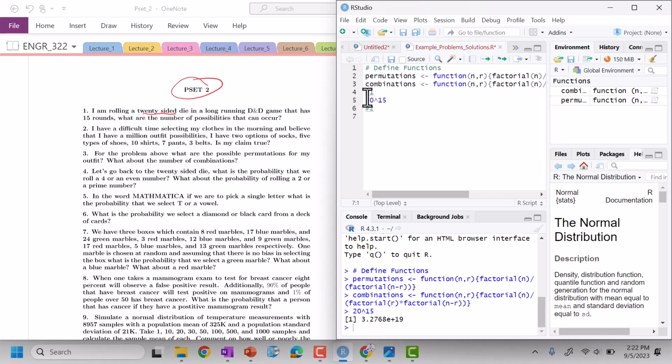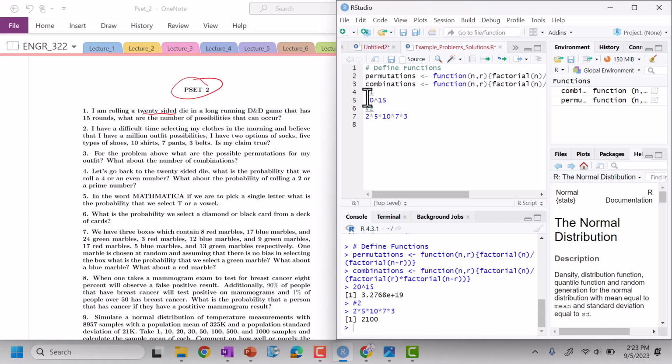Well, let's take a peek. So I have 2 options of socks, I could pick 2 of those. I could have 5 types of shoes. I can do 10 shirts. I can do 7 pants. Again, this is just going from our possibilities that we defined in lecture 2. So we're looking at the ways of selecting that, and you can multiply those together to get the possibilities. And I don't have as many options as it appears here.